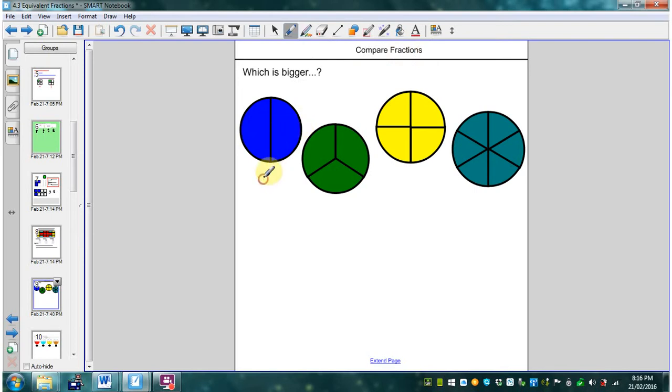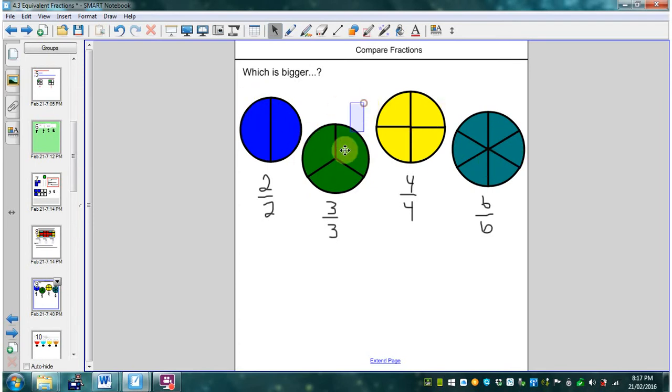I have 2 pieces shaded out of 2. Here I have 3 pieces shaded out of 3. 4 pieces shaded out of 4. And here I have 6 pieces shaded out of 6. So which one has more shaded? Well, that's a trick question because all of them are fully shaded. Everything is shaded here. They're all the same size.